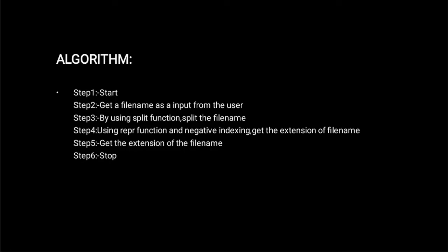Algorithm. Step 1: Start. Step 2: Get a file name as input from the user. Step 3: By using the split function, split the file name. Step 4: Using the rsplit function and negative indexing, get the extension of the file name. Step 5: Get the extension of the file name.